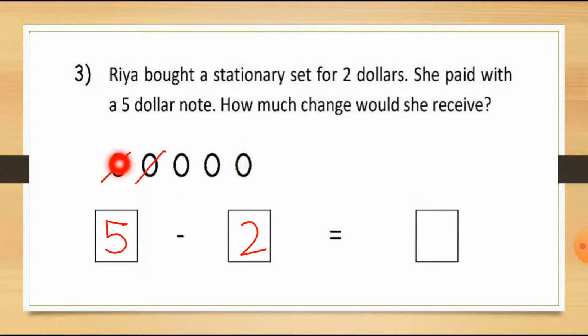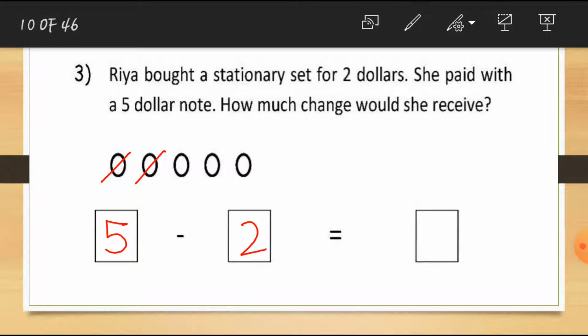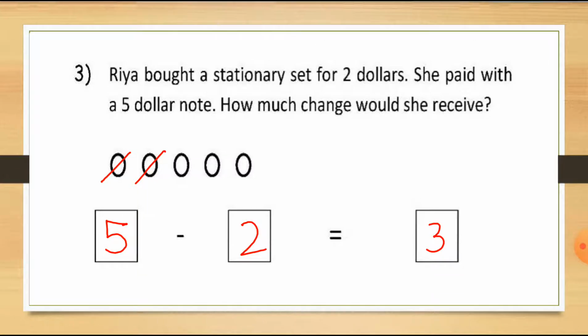Let's count now. Here is the $5 and she wants to pay $2. So how many dollars are left? 1, 2, 3. So students, she would receive $3 as change. The shopkeeper would give back $3 to Ria. So this way you have to write down the sums.